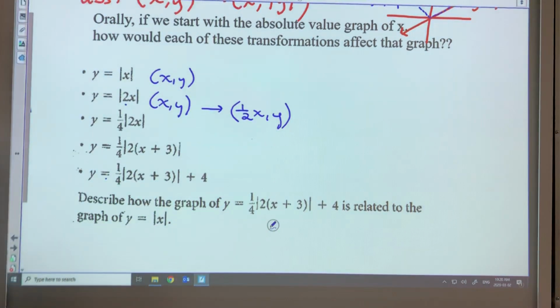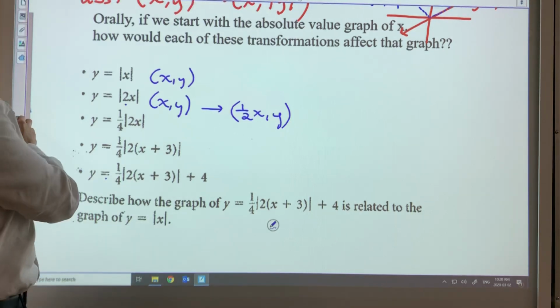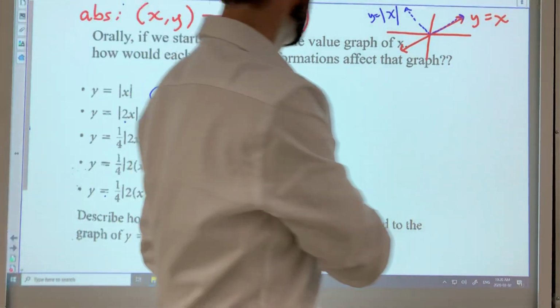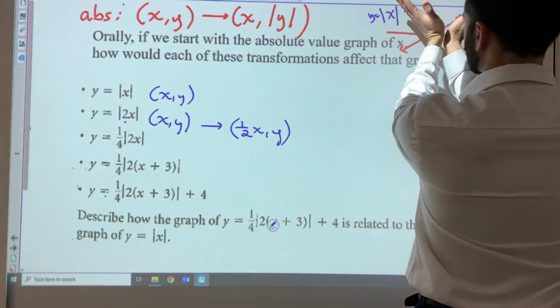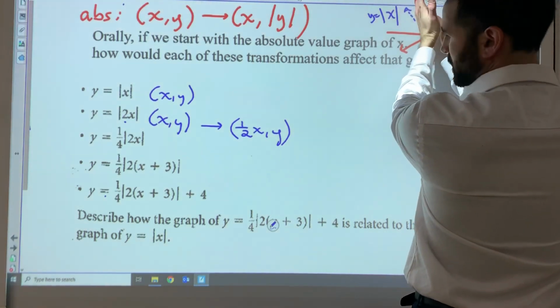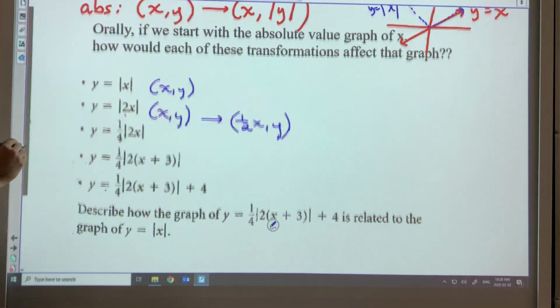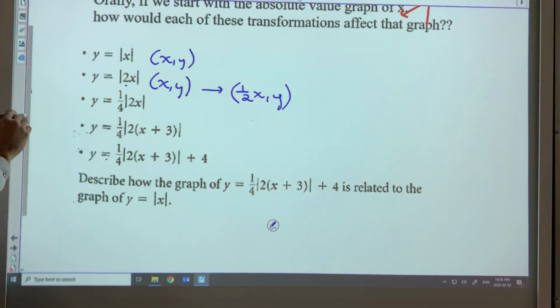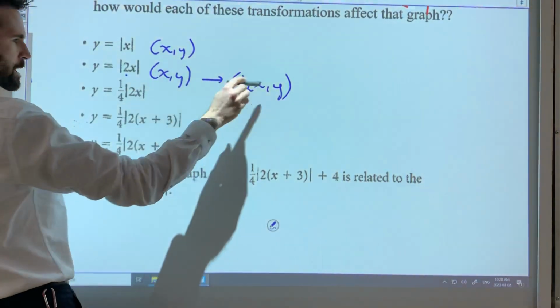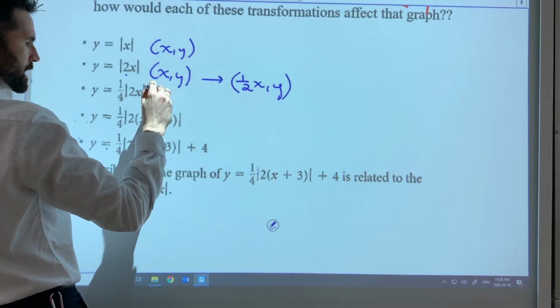Do we agree? Right, so what is that going to do to my absolute value graph? Well, you take the X values and multiply them by 1/2, they get tighter, so it's going to squeeze it up. Then we do a 1/4. Now, is this affecting Y or X? The Y value, so now I'm going to take my points.